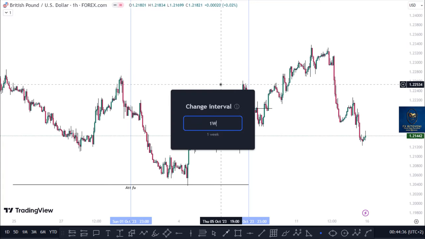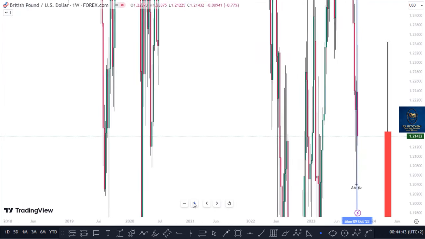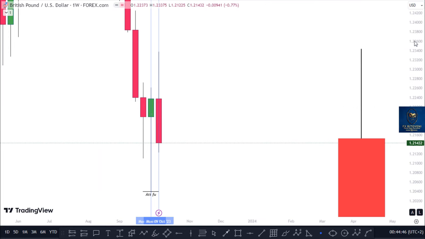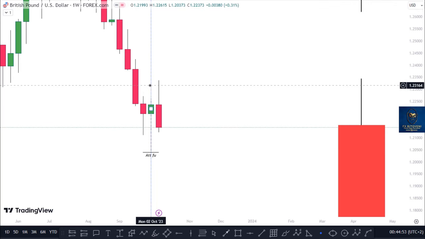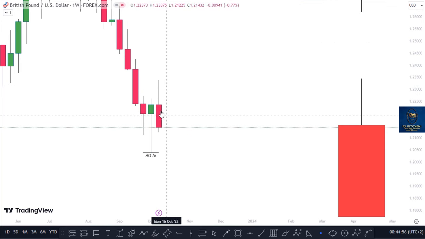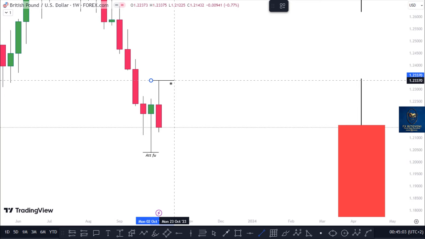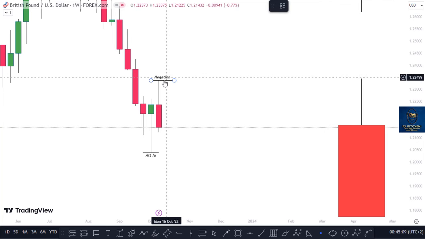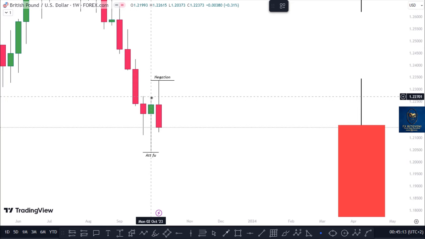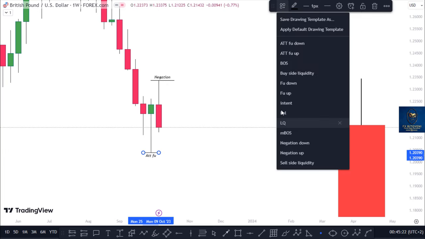Now here, if we go back to weekly time frame, you can easily see after this candle, we've got a clear negation to the downside. This move is manipulating this candle, meaning this candle is always the target immediately. This becomes a liquidity to target.